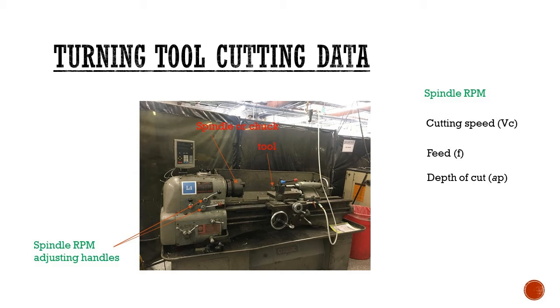In general, when the RPM is higher, the surface finish is better. But on the other hand, higher RPM will result in tool wear and possible vibration. In a manual lathe, the operator sets the RPM to a specific one using spindle RPM adjusting handles. Now, the cutting speed.